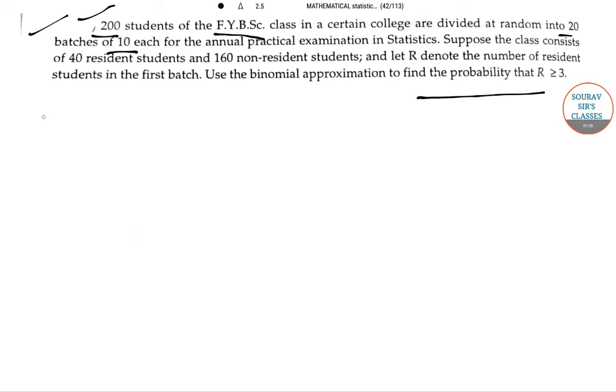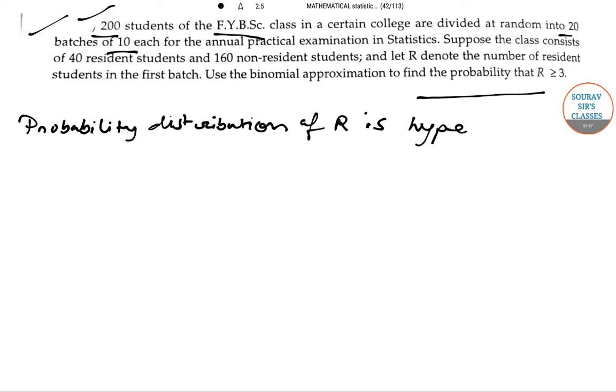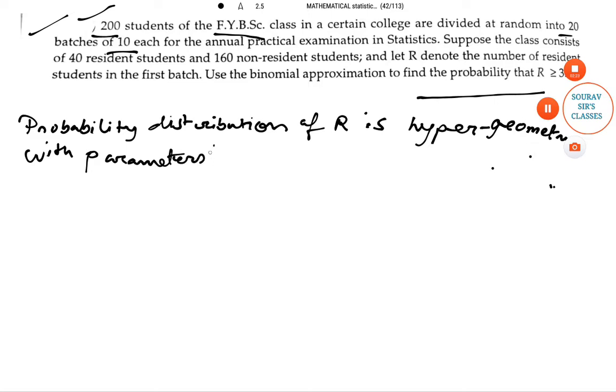So the question goes like this: the probability distribution of R is hypergeometric with parameters N equals 200, n equals 10, and capital M equals 40.